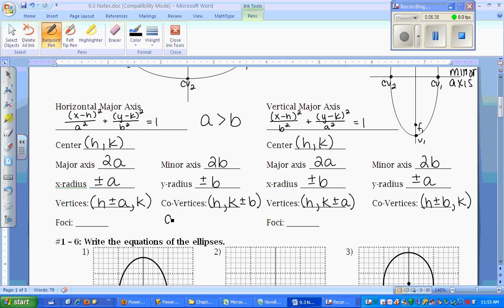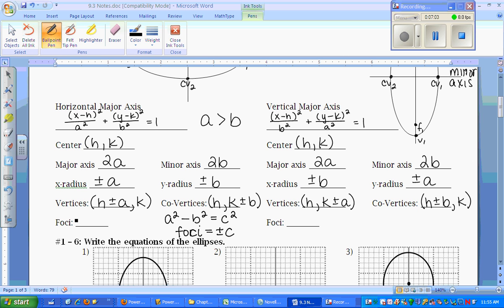Finally, to find your foci, you're going to need the formula a squared minus b squared equals c squared. Kind of like the Pythagorean theorem, but with a minus instead of a plus. A is always the bigger number. Subtract b, the smaller number. You'll get your c squared. And when you take the square root of that number, that's the distance for your foci.